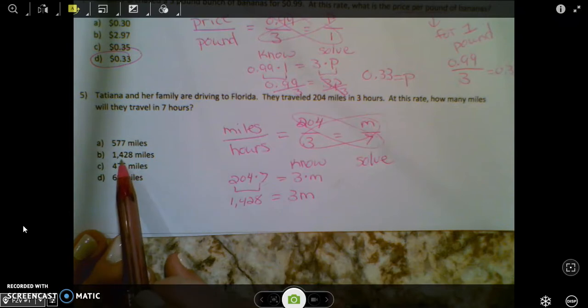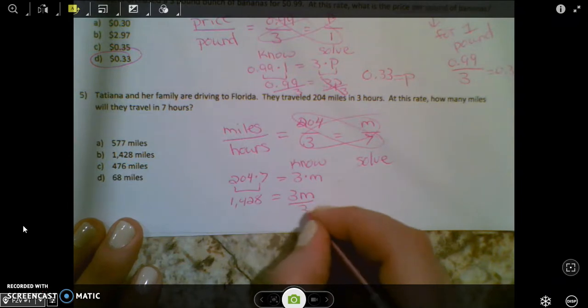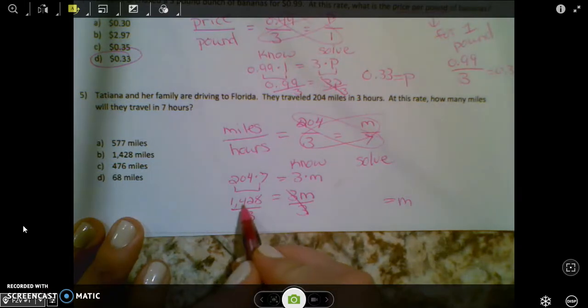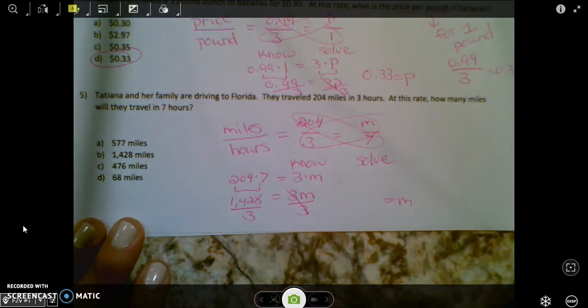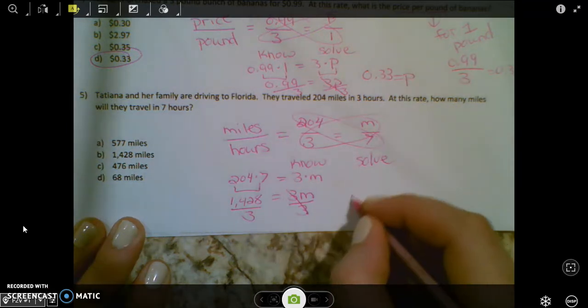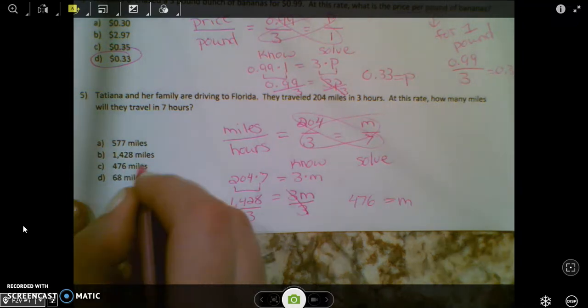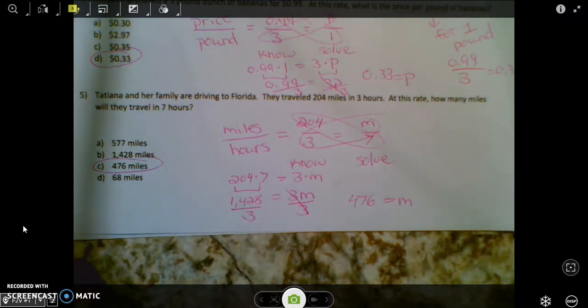Note 1,428 was an answer choice and a lot of people picked it, but that was not your final answer. You still had to divide both sides by 3 to figure out what m was equal to. 1,428 divided by 3 would give you a final answer of 476. So if m is 476, then that is how many miles they would be able to travel in 7 hours. So this one did not have as many options for you to pick how you wanted to solve it. You had to take the information in the word problem, set up a proportion, create a variable, and solve for that variable.